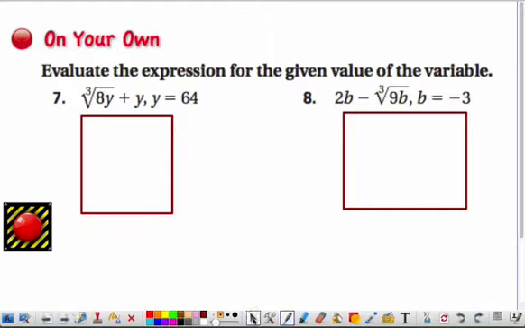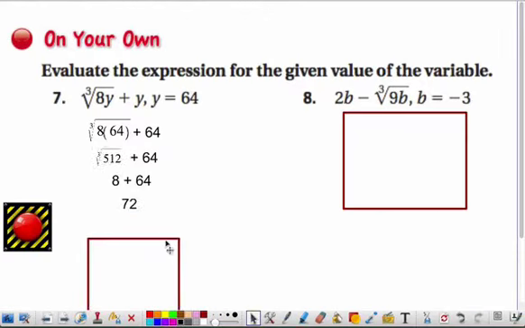Okay, on number 7, I want you to notice that this 64 that goes in for y is under the radical sign also. So we actually end up with the cube root of 8 times 64 plus 64. So you've got to do this 8 times 64 first, which will give us 512. The cube root of 512 is 8, and we've been bringing our plus 64 down the whole time, and 8 plus 64 is 72.